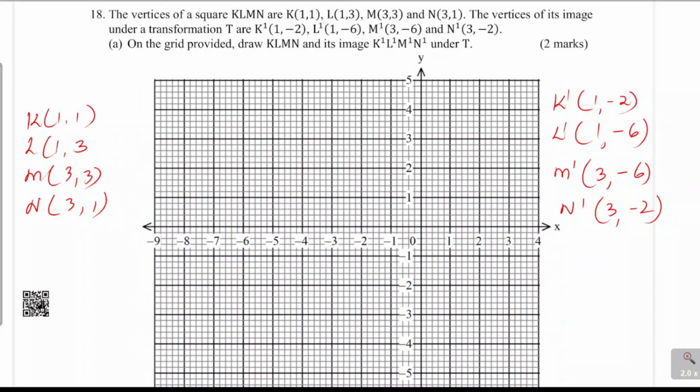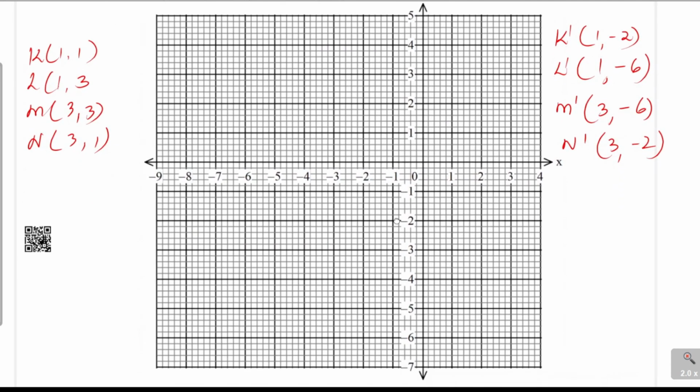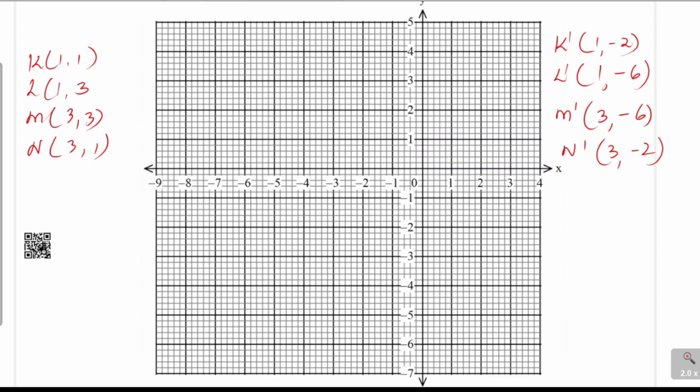The vertices of square KLMN are K (1, 1), L (1, 3), M (3, 3), N (3, 1). The vertices of its image under transformation T are K prime (1, -2), L prime (1, -6), M prime (3, -6), and N prime (3, -2). On the grid provided, draw KLMN and its image K'L'M'N' under T. So the first question is just to draw. You draw these two.